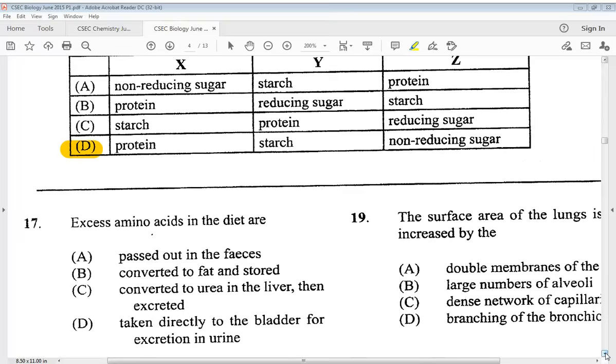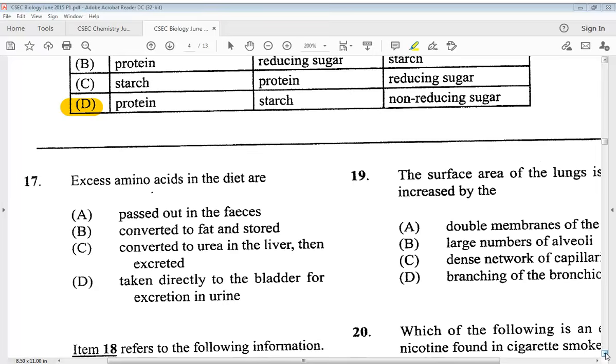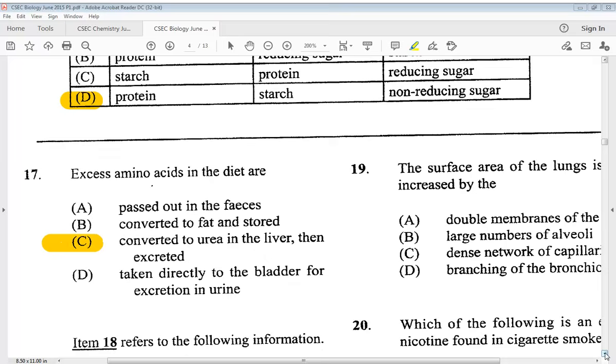17 says excess amino acids in the diet are A, passed out in the feces, B, converted to fat and stored, C, converted to urea in the liver, then excreted, D, taken directly to the bladder for excretion in urine. Answer for 17 is C. 18.